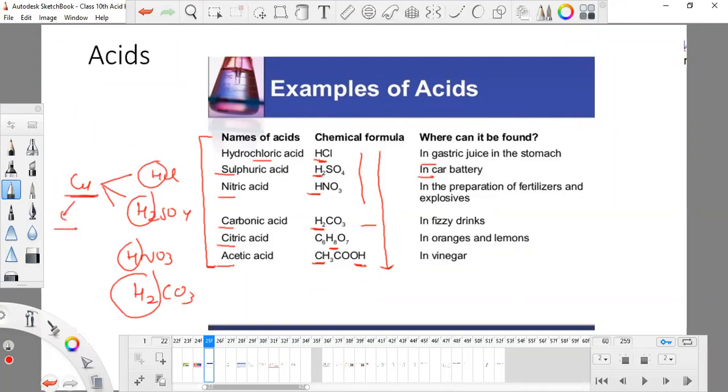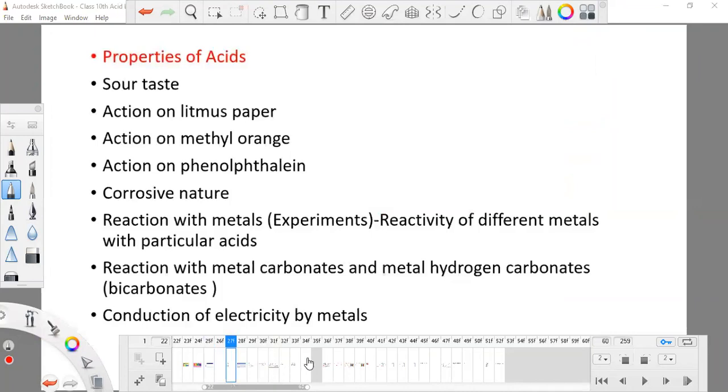Now, if you have any type of problem in understanding anything, you can text me in the chat box. Be free, you can ask anything during my class. Now we are going to study the reaction of acids with metal carbonates and metal hydrogen carbonates.